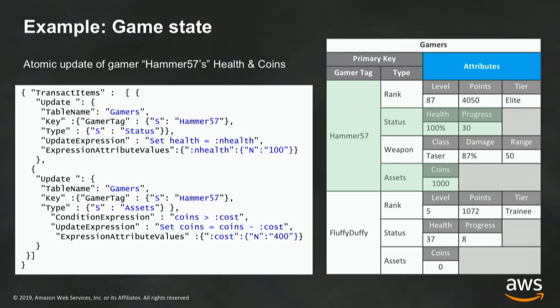We have 2 items. We have a condition, right? You have to have a sufficient amount of coins, assets to do that. And if these conditions are met, if they're all true, the transaction succeeds. And it's done in an all-or-nothing manner. It's ACID, right? And that's basically your typical example.